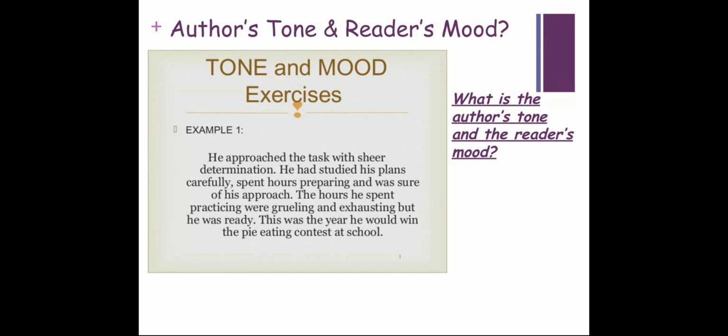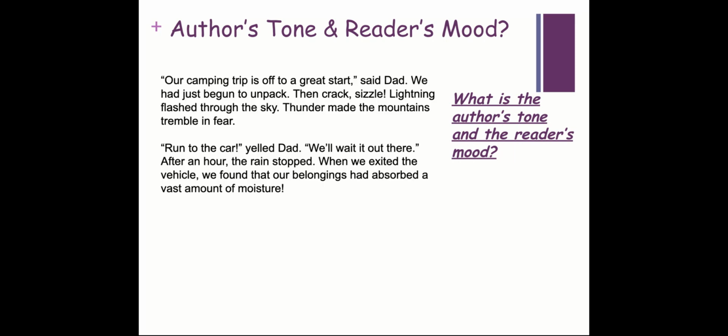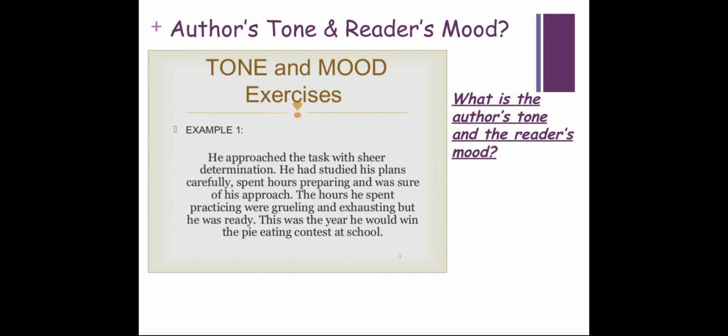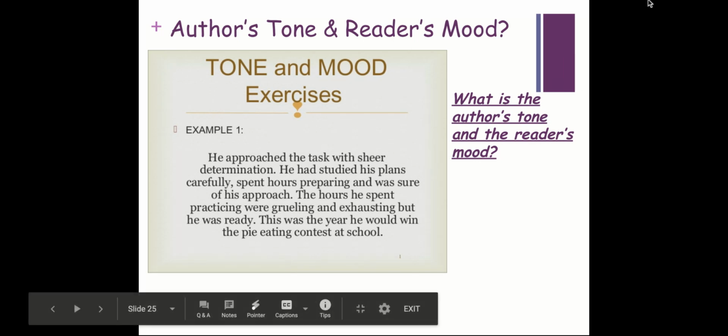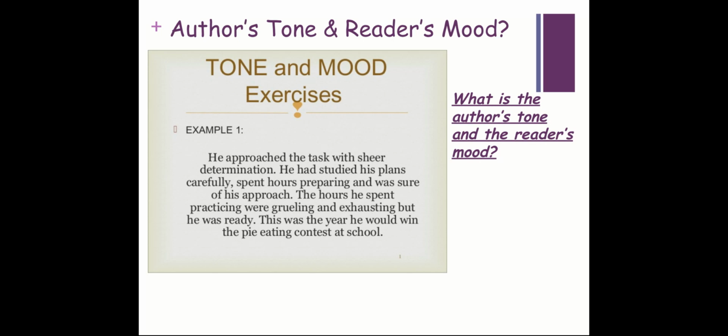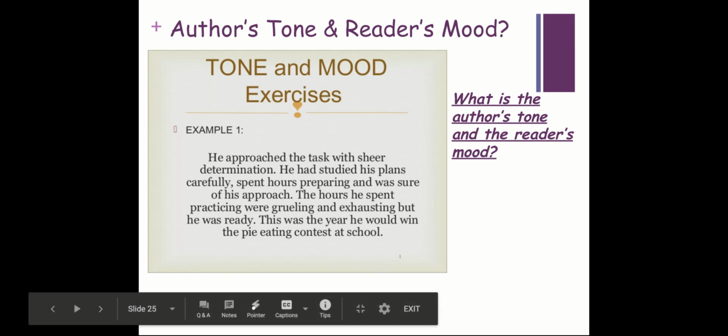And this is the example that we looked at earlier. What is the author's tone and the reader's mood? So we had talked about the author's tone being somewhat serious and formal, whereas the reader's mood was a little nervous or anxious, because the reader who's listening to this understands that the person in the story has spent a lot of time preparing for this contest. So let's do another example together.